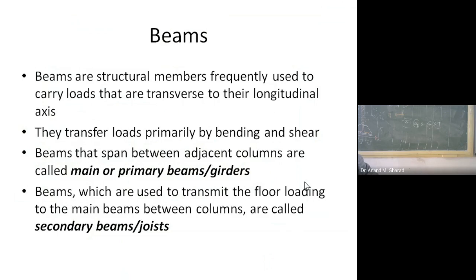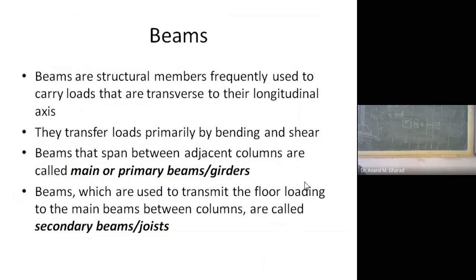As you can see in the definition part, beams are the structural members that are frequently used to carry loads that are transverse to their longitudinal axis. Isn't it? If you consider this horizontal member, the nature of loading which is coming onto that, how do you feel it to be? It is nothing but in the transverse direction along the longitudinal axis of the member. So whenever a load is acting along the member in the transverse direction, the behavior of that member is known as beam behavior. Okay?